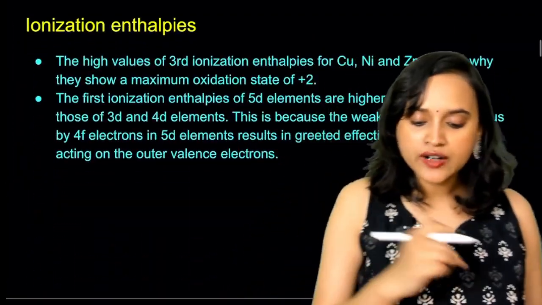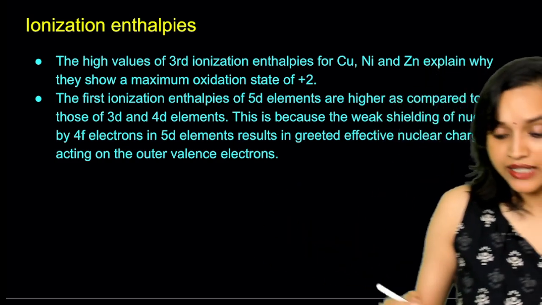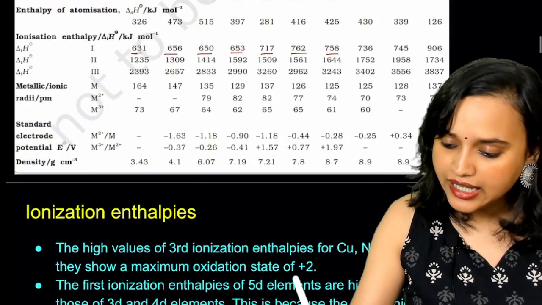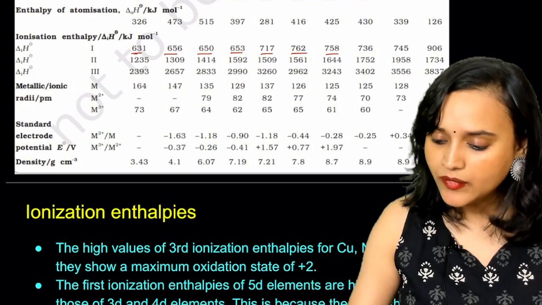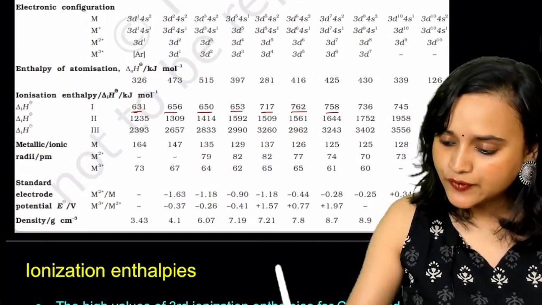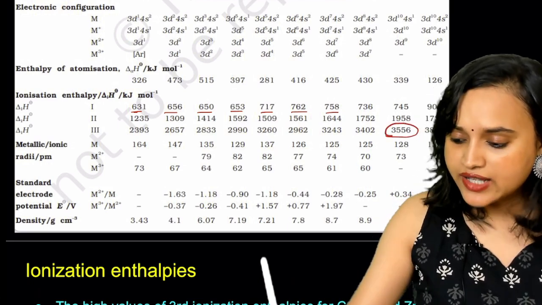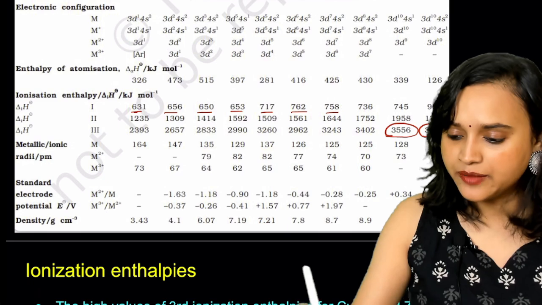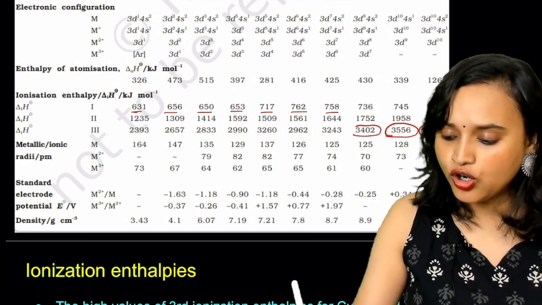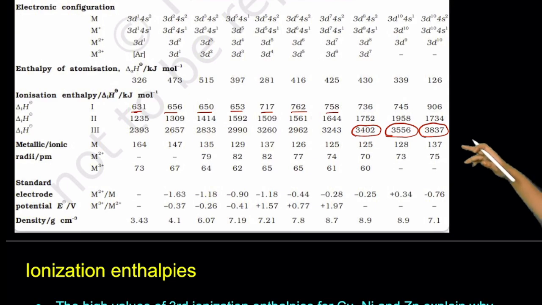Now, the highest values of third ionization enthalpies. You notice that in the case of copper, nickel and zinc, look at this. For copper, the third ionization enthalpy is 3556. For zinc, it is 3837. For nickel, it is 3402. These are very high numbers. Do you notice?